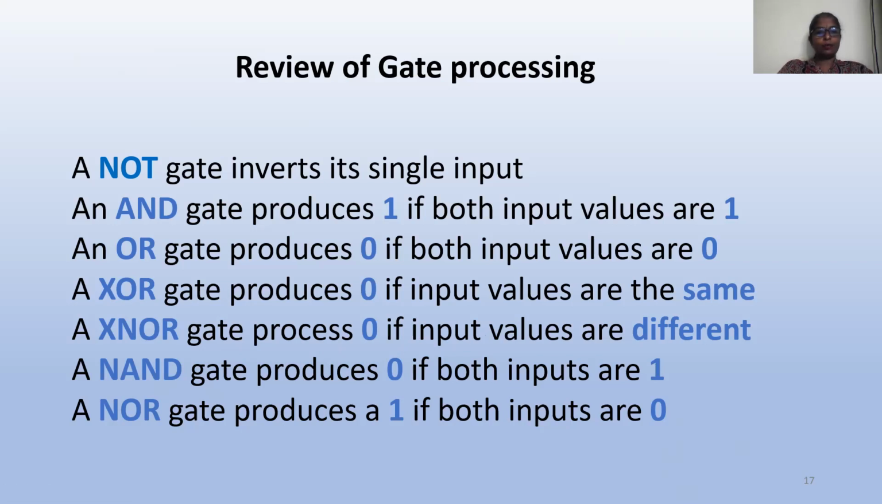NAND gate produces 0 if both inputs are 1. NOR gate produces 1 if both inputs are 0.